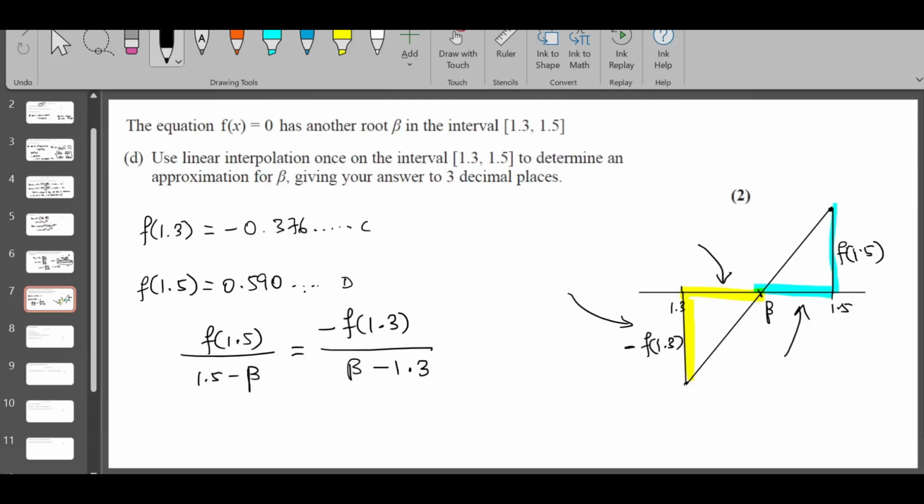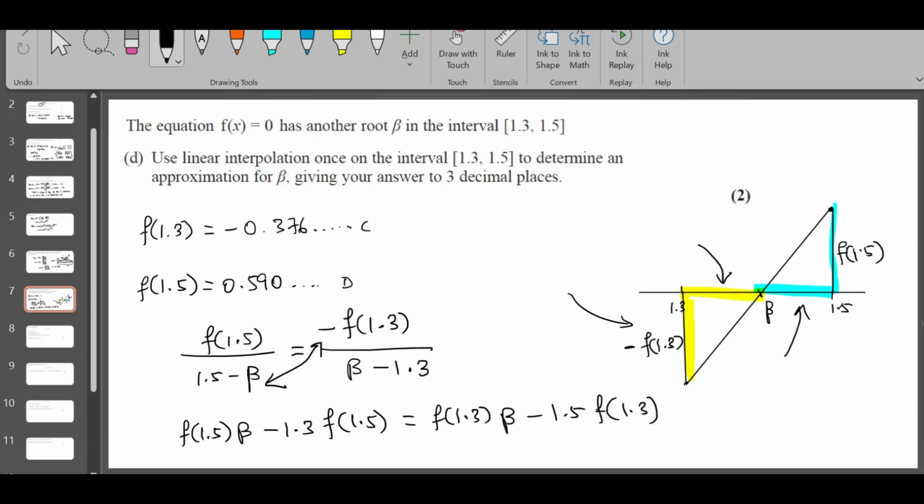Now just cross multiply, make beta the subject. And then finally at the end we are going to sub in the values here. So when we cross multiply, f of 1.5 times beta minus 1.3 times f of 1.5 is equal to, cross multiply these two, so we'll get f of 1.3 times beta minus 1.5 times f of 1.3, right? And then make beta the subject.